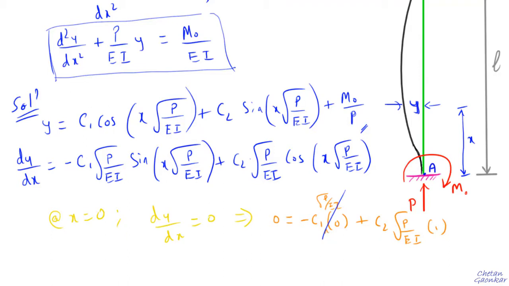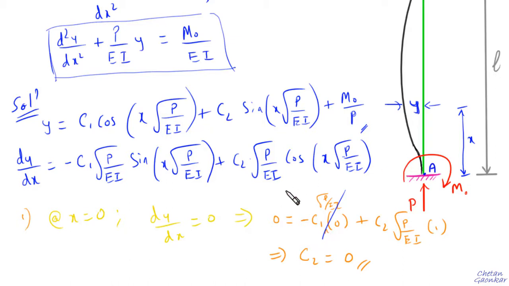Now this implies what? Since root of P divided by EI cannot be 0, it will definitely be some number. So only c2 can be equal to 0, only then this equation will be satisfied. So from this first boundary condition we get c2 as 0.